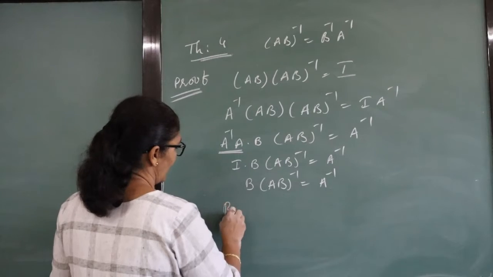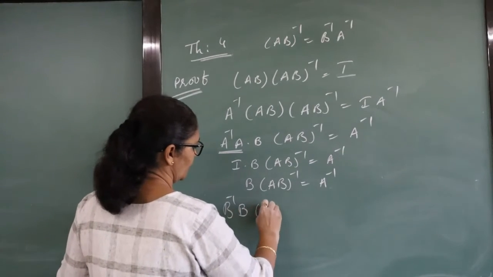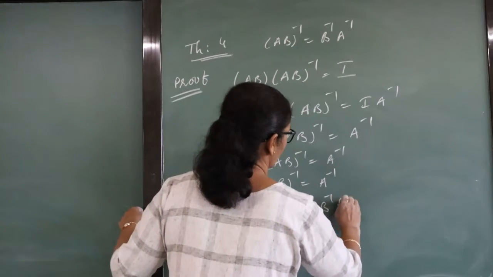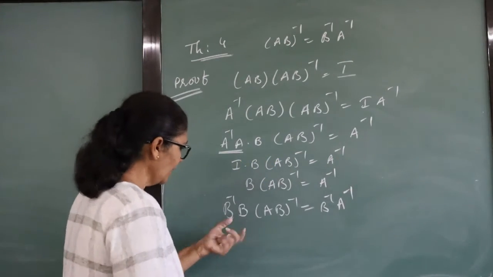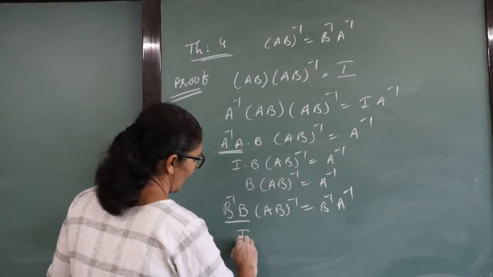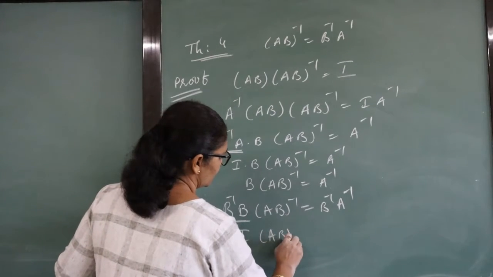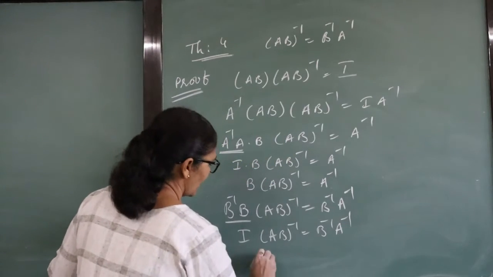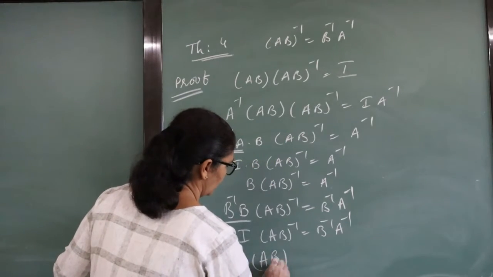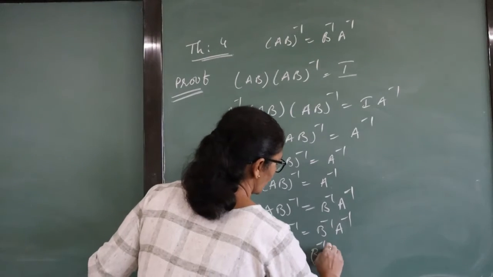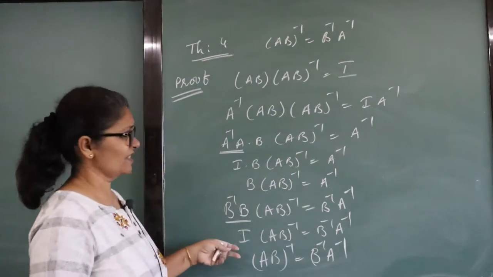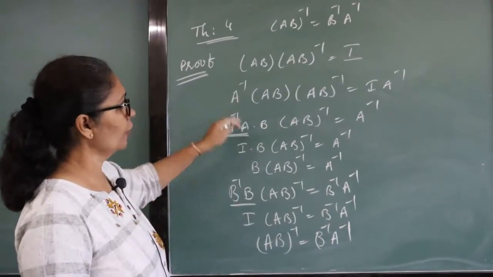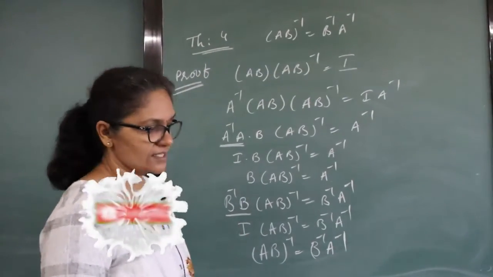So multiply both sides by B inverse into A inverse. So (AB) inverse equals B inverse into A inverse. Now B into B inverse is also identity, so I into (AB) inverse equals B inverse into A inverse. And what is I into something? That is the term only. So B inverse into A inverse. This proof is not too important for the exam, but for your understanding we have discussed it once.